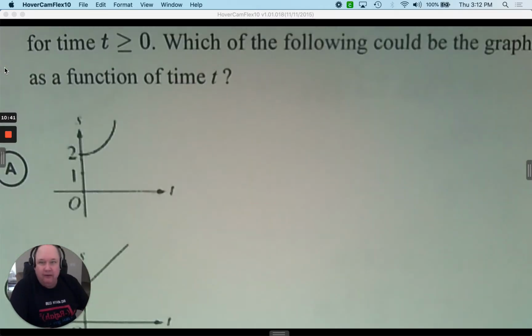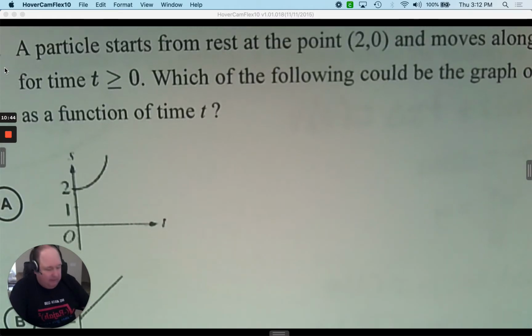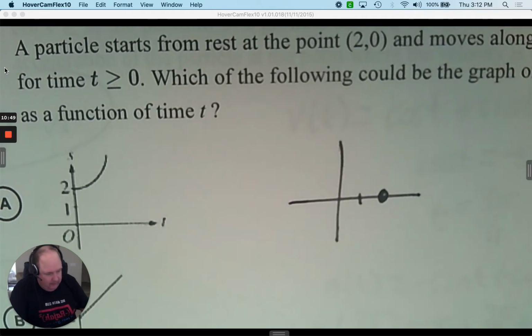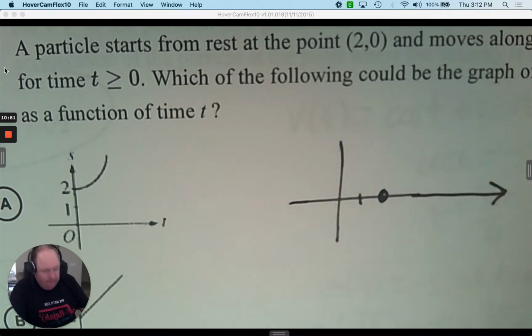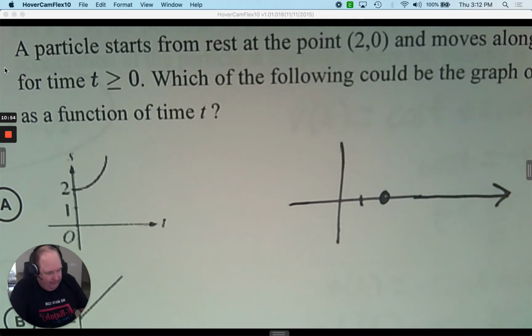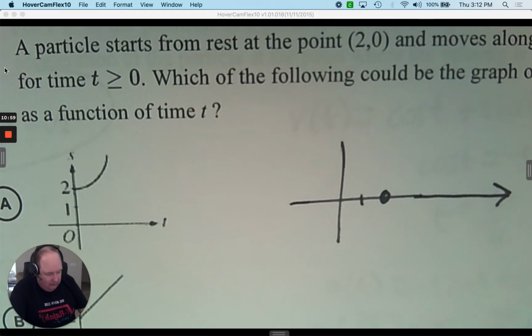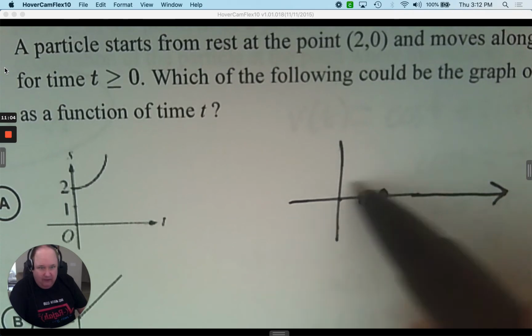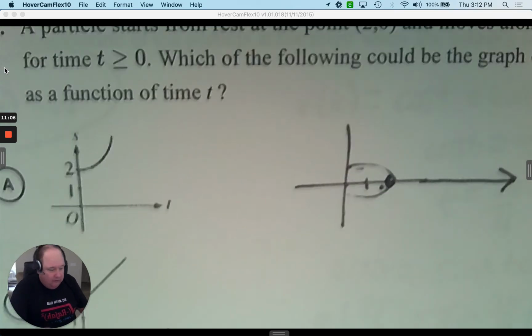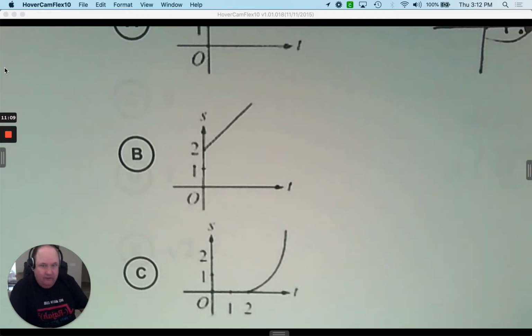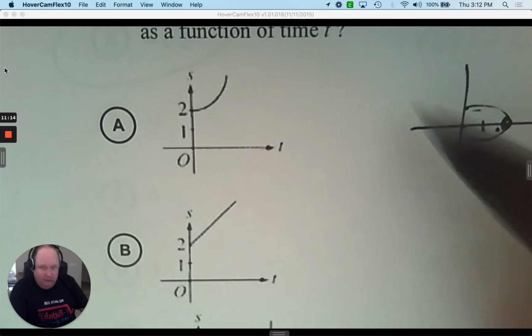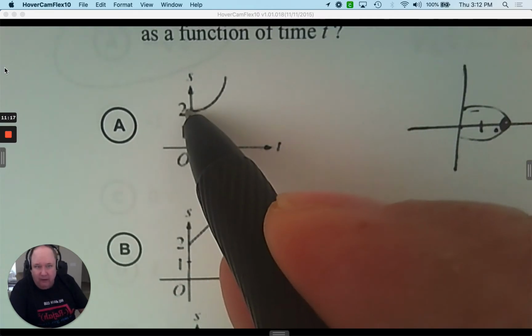Question number 31. They talk about a particle that starts at 2, 0 and moves along the x-axis with a constant positive acceleration. Which of the following could be a graph of it? The distance between the origin and that point is the y value. So don't be confused to think it starts at 0, 2. So the answer is, at 0, how far away is it from the origin?